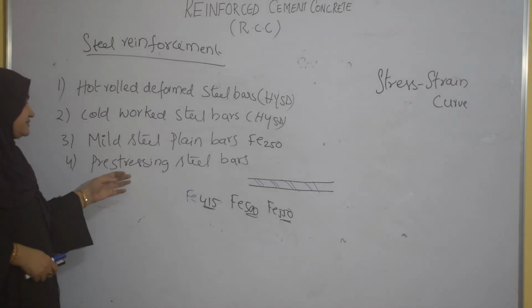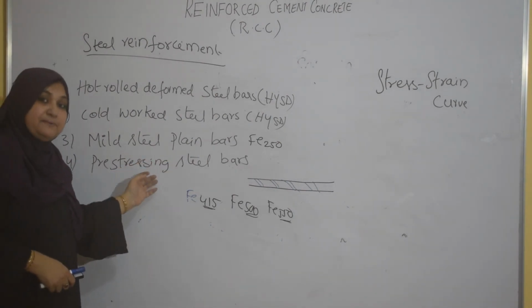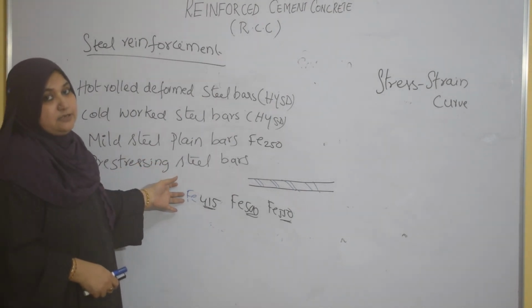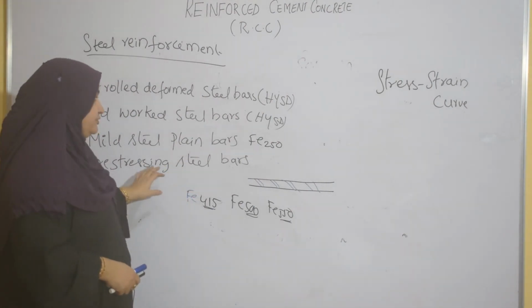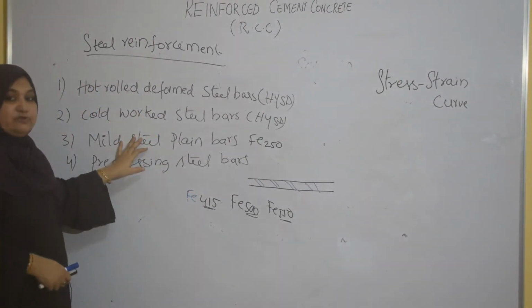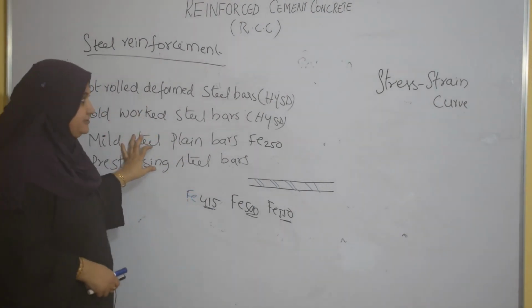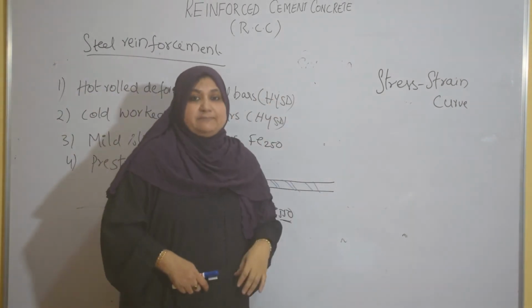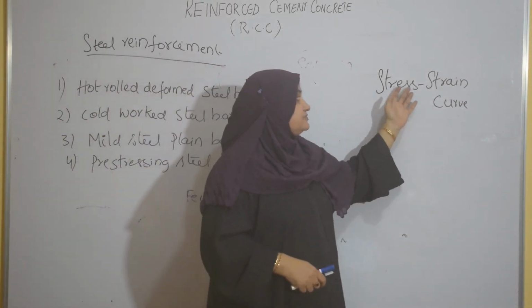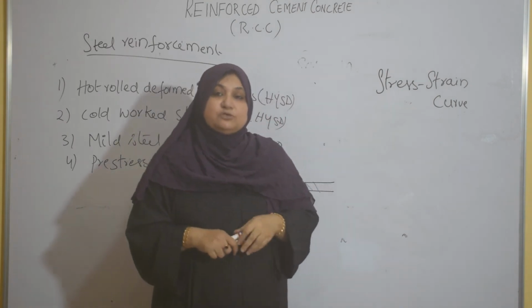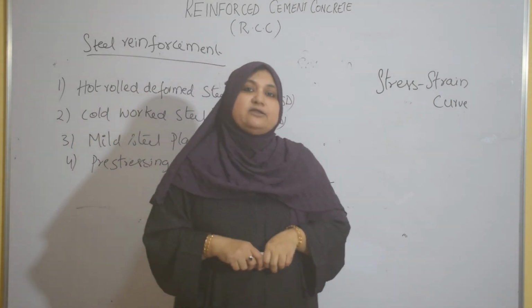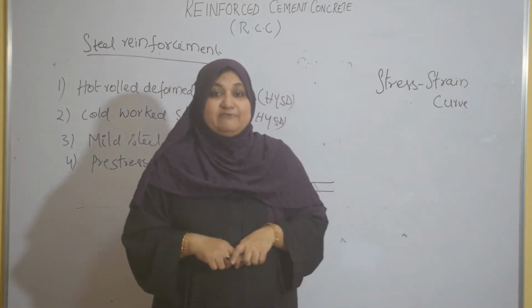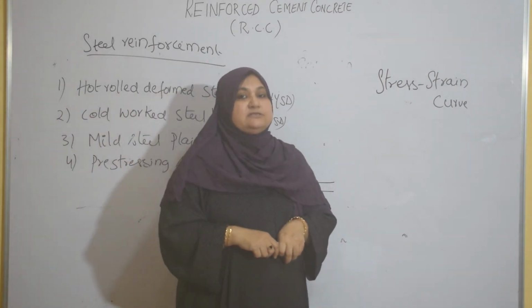The fourth type of steel is pre-stressing steel bars. This is completely another subject which we will be learning in other videos. These are the steels which we will be mostly using at the construction site. Our next topic will be the relationship of stress and strain. This is the most important characteristic of a reinforcing bar, very important for civil engineers to understand.